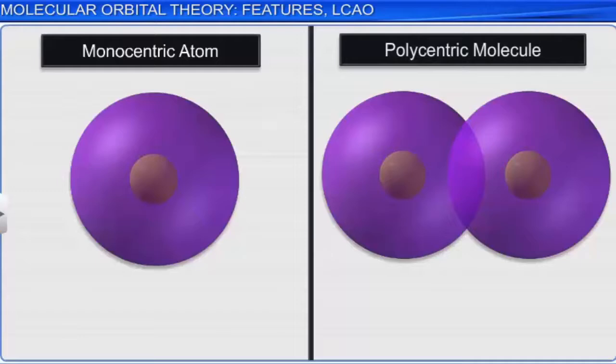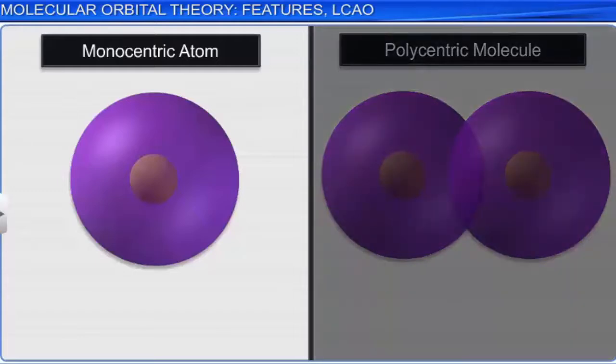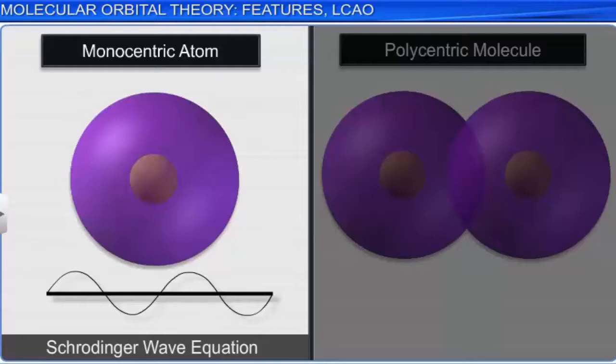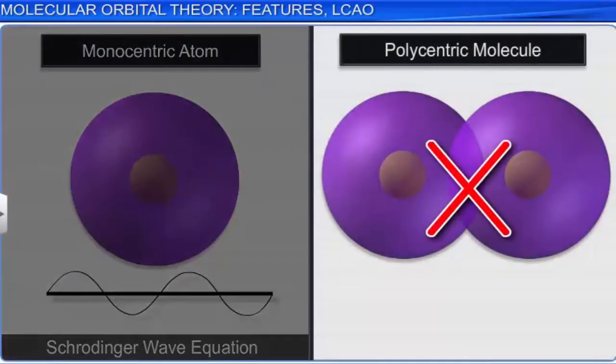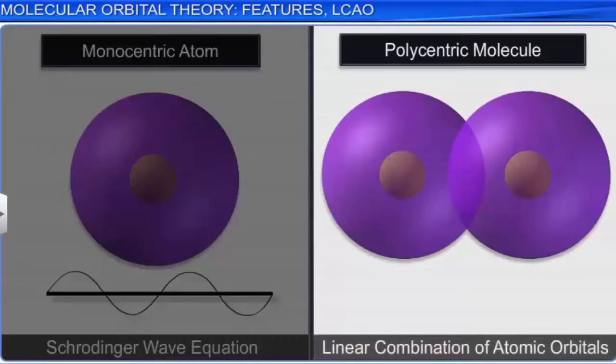In an atom, the electrons present in the atomic orbitals are represented using the Schrödinger wave equation of wave mechanics by the wave function psi, which gives the amplitude of the electron wave. However, the Schrödinger wave equation cannot be used for molecules, and hence a new method called the linear combination of atomic orbitals, LCAO, was developed.